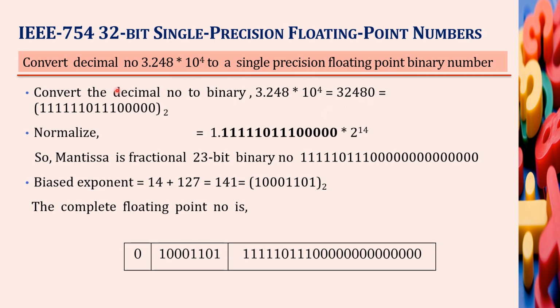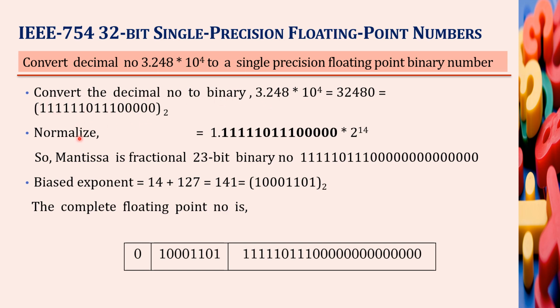Let's look into another example. We are given a decimal number 3.248 times 10 power 4. This is actually 32,480. Find out its binary equivalent. We'll get the binary number like this.